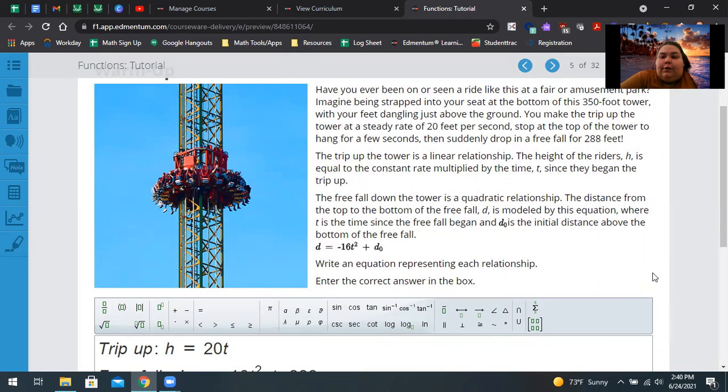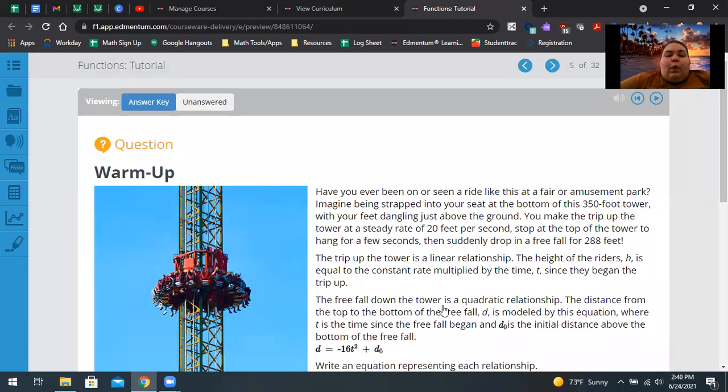The height of the rider, h, is equal to the constant rate multiplied by time t since they began the trip up. The free fall down the tower is a quadratic relationship, with the distance from the top to the bottom of the free fall, d, modeled by the equation where t is the time since the free fall began, and d naught is the initial height, the distance above the bottom of the free fall.